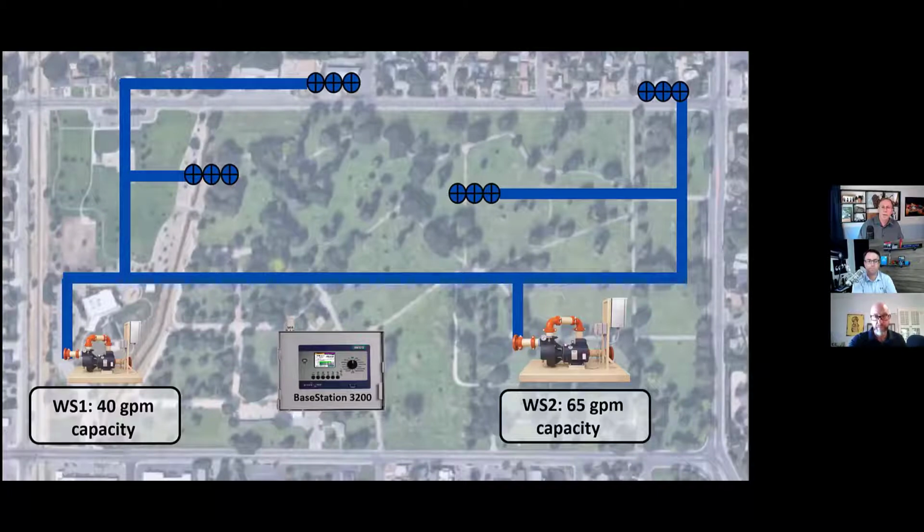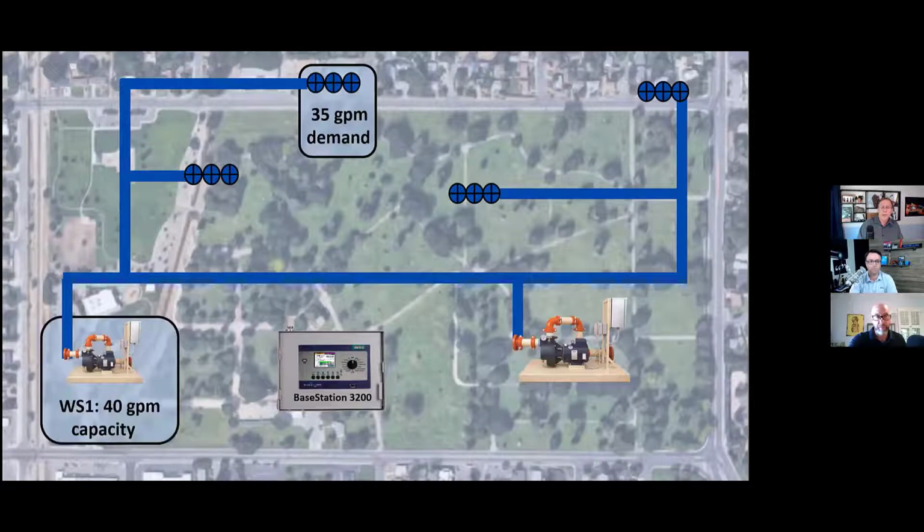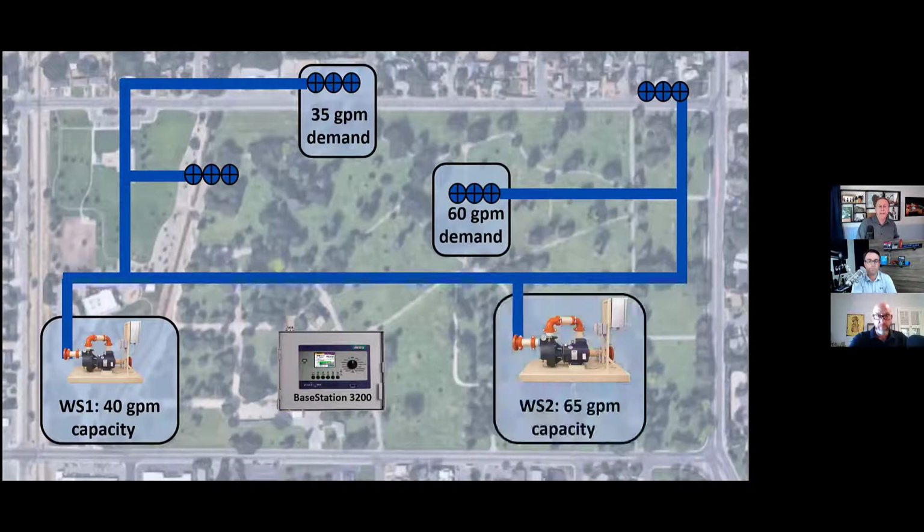Here's what it looks like in real-time operation, right? We've got 35 GPM of demand out in the field from zones. So the smallest water source comes online, right? We've got another spare 5 GPM, so we could maybe handle another small zone, maybe not. At some point, we're going to probably bring some more zones online. So now demand has grown to 95 GPM. That overwhelms water source 1. Well, we're going to now add in our next water source, which is water source 2. So now I have 2 pumps running at the same time, meeting the demand.